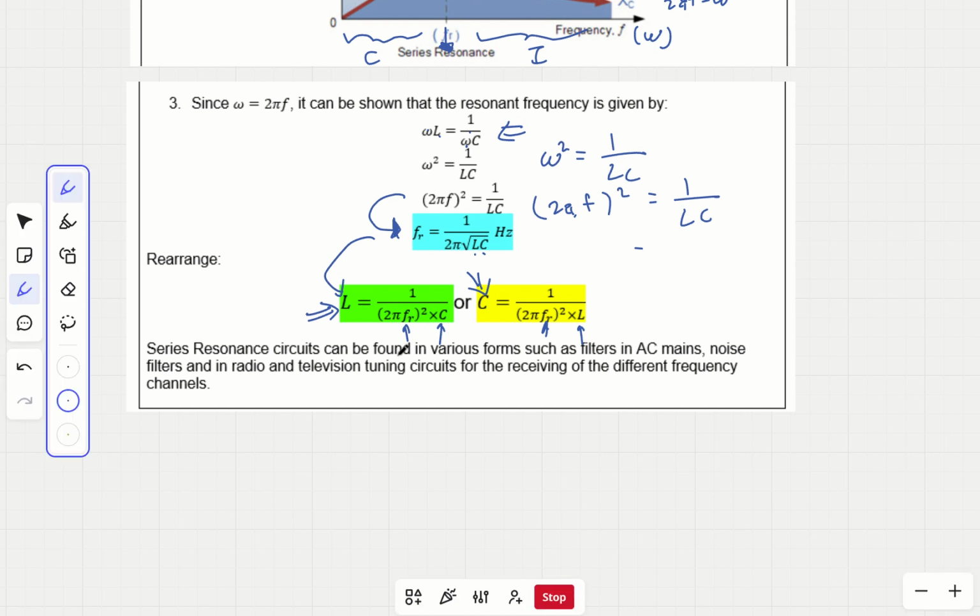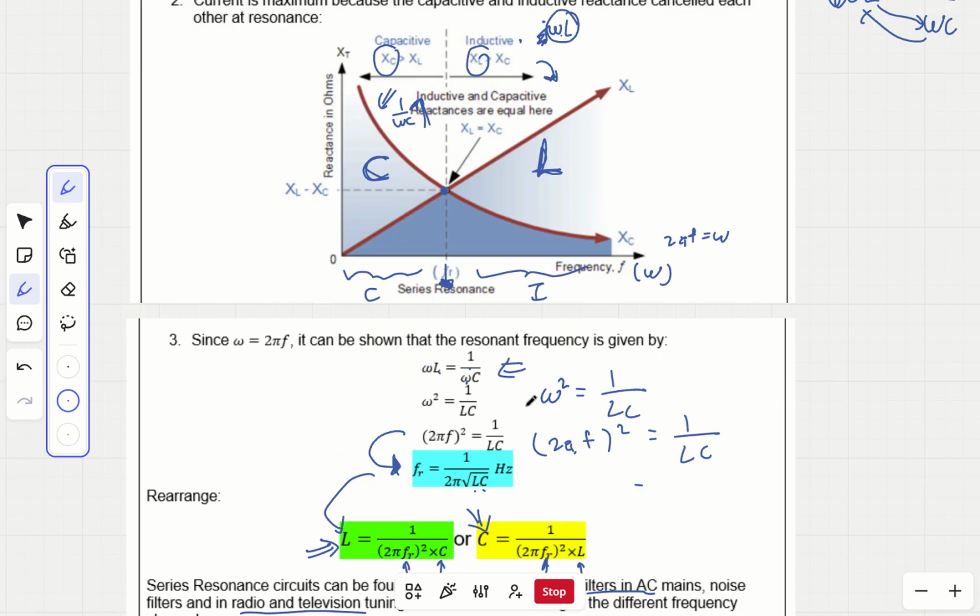Finally, series resonance circuits can be found in many different applications, such as filters in AC, noise filters, radio, television tuning, and so on, for different frequencies.